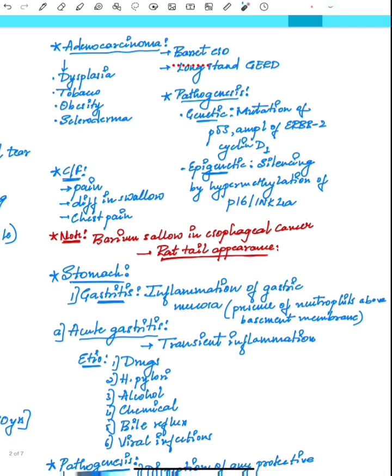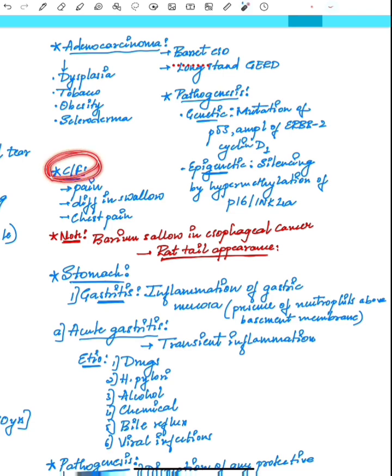Now, the next is adenocarcinoma. Adenocarcinoma can arise from two conditions, that is Barrett's esophagus or long-standing GERD, gastroesophageal reflux disease. Coming to its etiology, it can be dysplasia, tobacco, obesity, and scleroderma. Now, pathogenesis of this adenocarcinoma is genetic mutation of p53, amplification of ERBB2 and cyclin D1 gene. Epigenetic pathogenesis is silencing by hypermethylation of the P16 or INK4A gene.